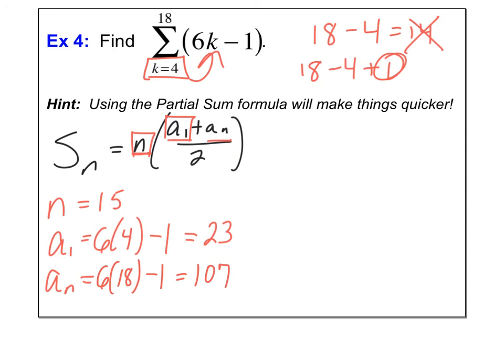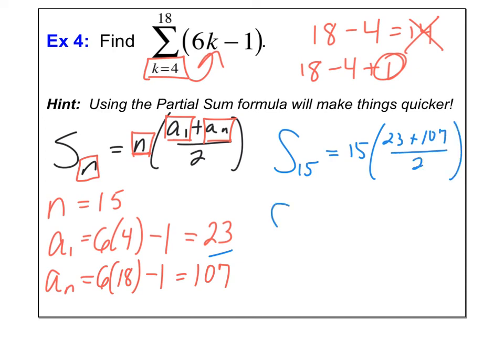And so what we need to do now is take these values and substitute them into the equation for the partial sum. So the sum of 15 terms equals 15 times 23, because that's the first term of the sequence, plus 107, the last, over 2. And let's see what we get. 23 plus 107 over 2 times 15. 65 times 15 is 975.